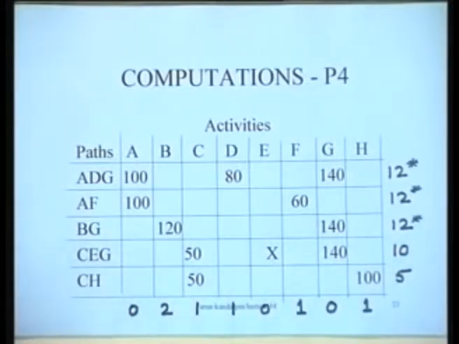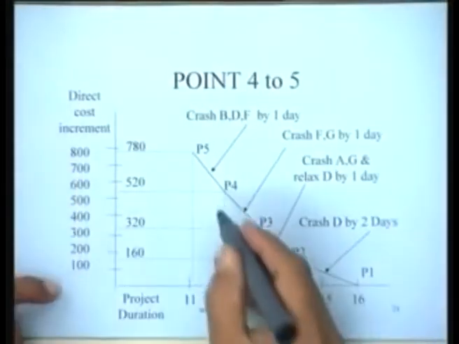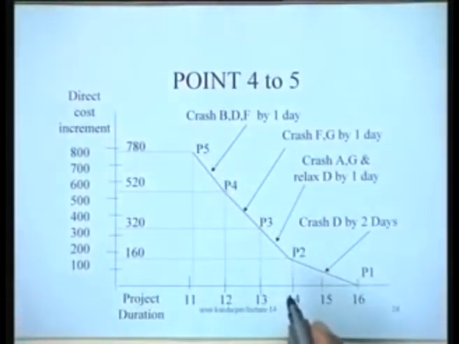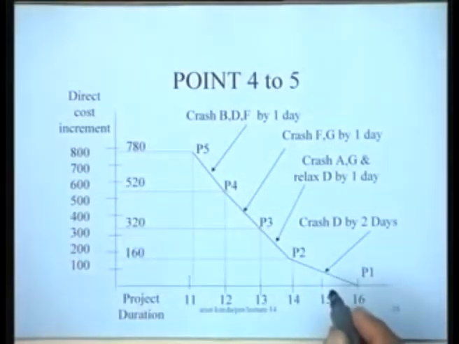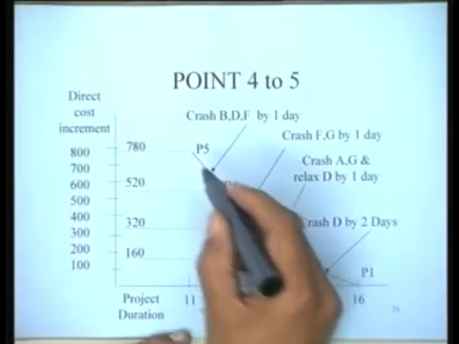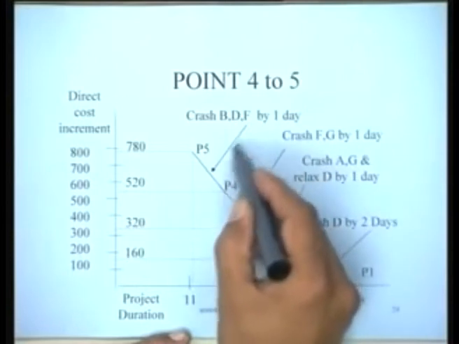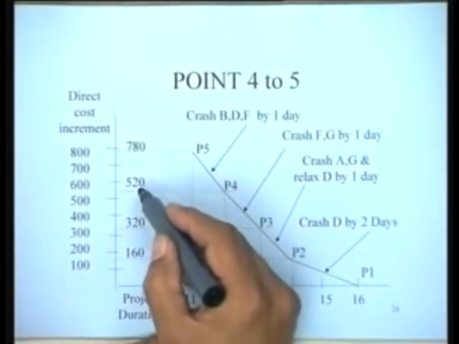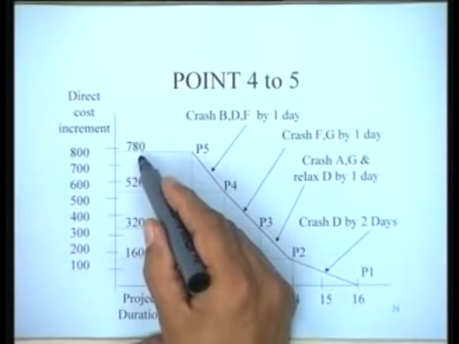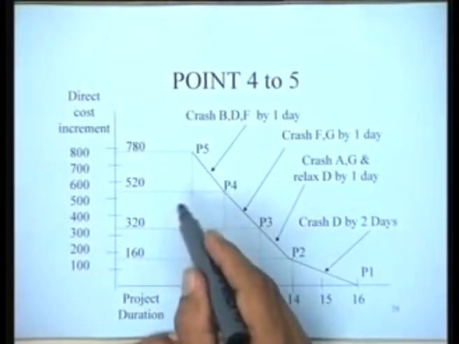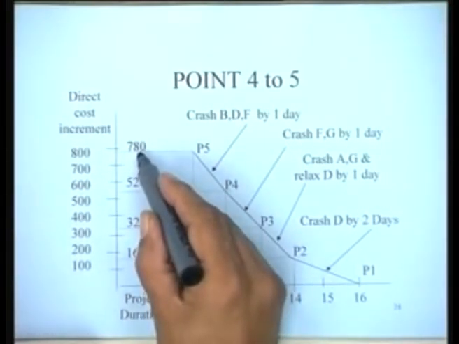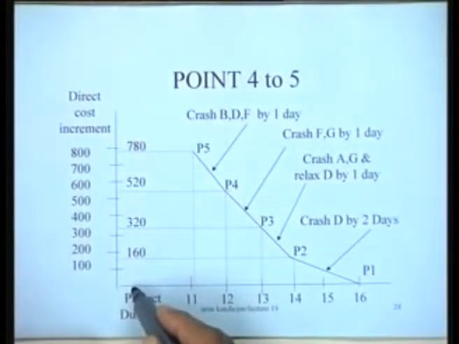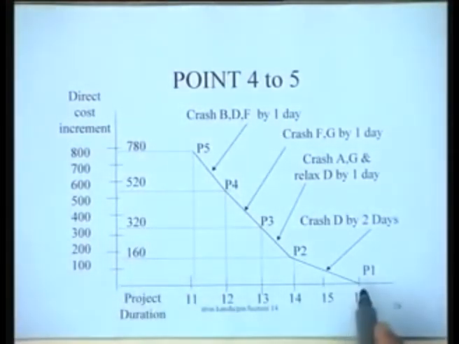Okay. So what we see is crash D, F and B. So what happens is we move from point 4 to point 5 in the project cost curve. We are actually generating the direct cost curve in this process. And from P4 to P5 our decision is crash B, D and F by 1 day. This would result in an increase in the cost by 260 rupees per day, and this is only 1 day reduction. And what we find is that the total cost becomes 780 above the normal cost, which was simply 0, which is the datum that we had taken for generating this curve.